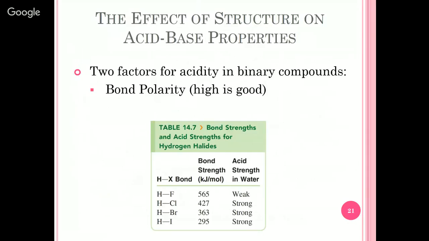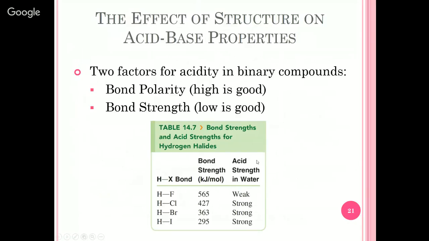So, bond polarity. If you have a very polar bond, then that is good because that means the electronegative element has already pulled hydrogen's electron towards it, which makes it much easier for the proton to just leave. However, if we're looking at bond strength, we want a low bond enthalpy because that tells us the energy holding these two atoms together. So if you have high polarity and low bond enthalpy, the likelihood of your acid being strong is very good.